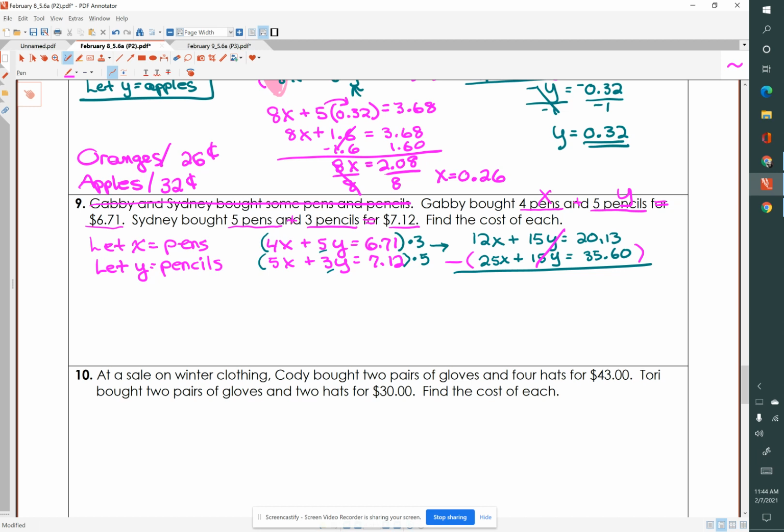So I'm going to have negative x here for a few minutes. 12 minus 25 is negative 13x equals, and negative money over here, $20.13 minus $35.60 equals negative $15.47. But when I divide both of those values by negative 13, I'm back into positive, and x equals $1.19.